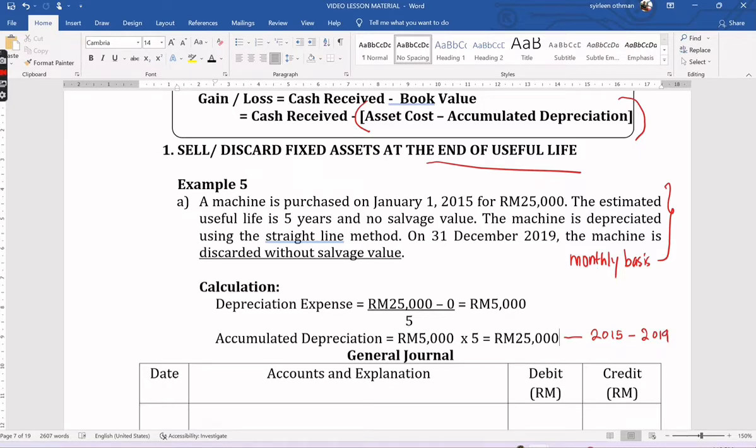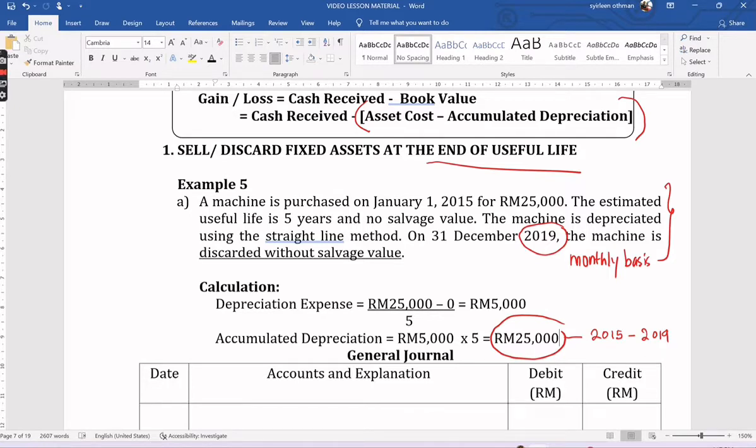Okay, the thing is, this is for 5 years, but you must remember, for the year 2019, that is the year that you want to dispose the asset, we haven't made any closing entry. We haven't closed our account yet. So when we haven't done the closing, that means the depreciation expense for 2019 has not been recorded anywhere. So the first thing that you need to do before you dispose the asset is to do the adjusting entries, because after you do the adjusting entry journals, then only the value can be added into your accumulated depreciation account.